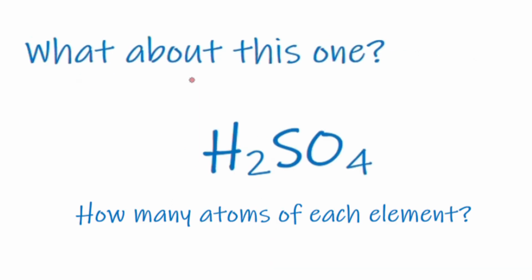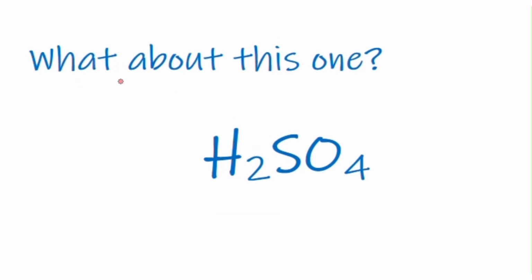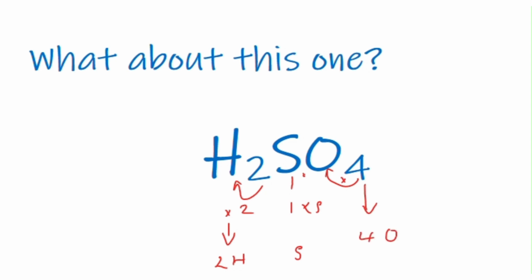What about this one? Pause the video and see if you can work it out. So the 2 in front of the hydrogen means we've got 2 hydrogens. There's no number next to sulfur, so that just means 1, like in maths. And then you've got a subscript 4, so that means we've got 4 oxygens. So altogether, 2 hydrogens, 1 sulfur, 4 oxygens. Did you get it right?